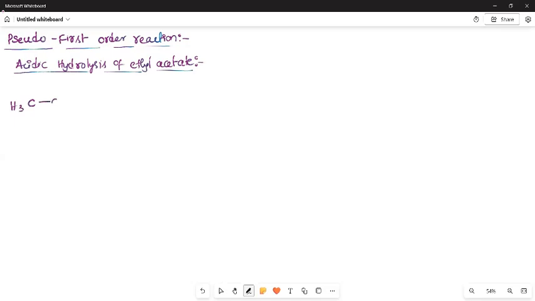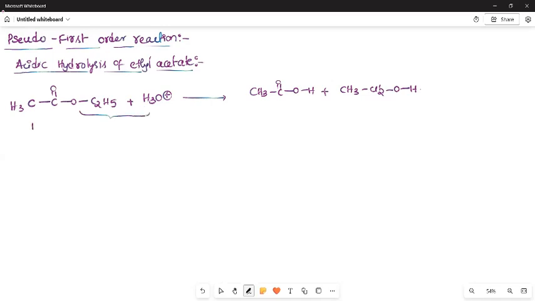Formula: CH3COOC2H5 plus H3O+. That will produce the products acetic acid plus ethanol. Actually, definitely two molecules are involved. One is the ester, ethyl acetate, another one is water. H2O plus H+ will give H3O+.